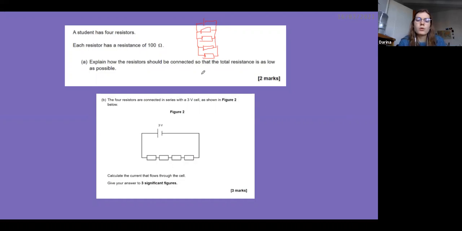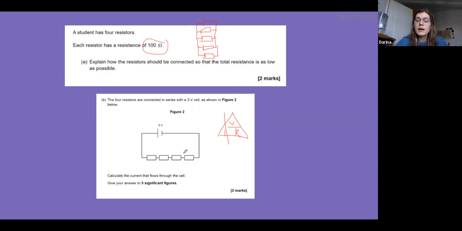Again, have a read through question B. So here we have 4 resistors connected in series with a 3-volt cell, as shown in that diagram. And we need to calculate the current that flows through the cell. Again, let's think of our triangle. So we have V, I, R. We're trying to find current, so we need voltage divided by resistance, right? So we need to remember that we're using the information from this first question to calculate the second one.